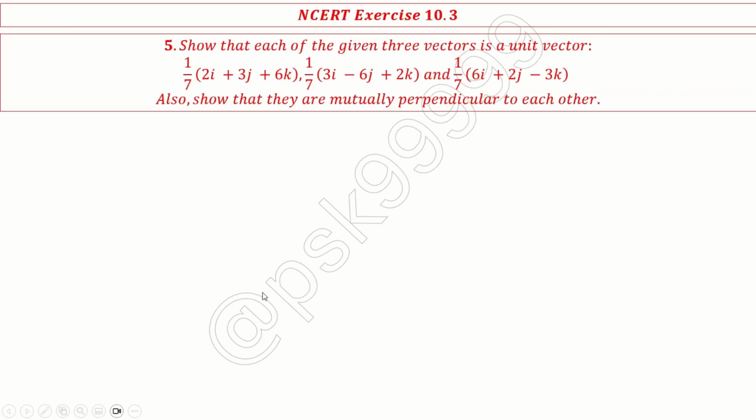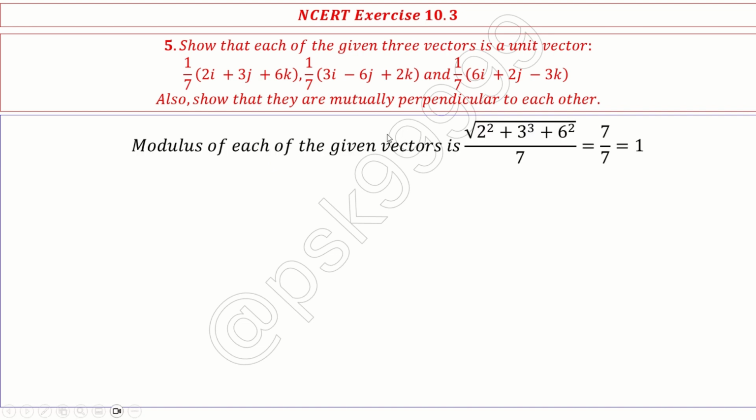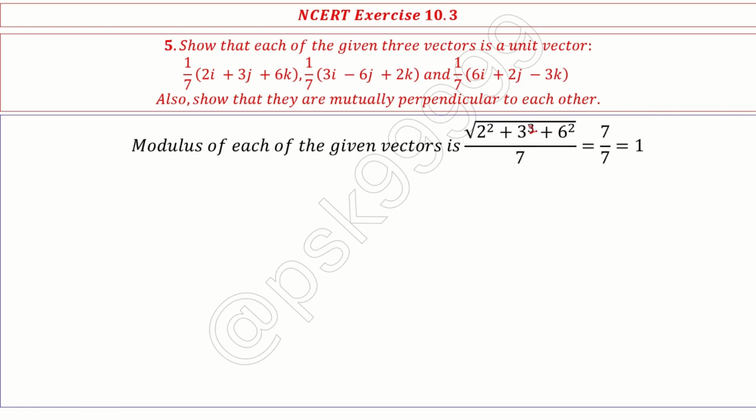You can simplify further. Show that each of the given three vectors is a unit vector. Also show that they are mutually perpendicular to each other. How do you know if a given vector is a unit vector or not? Find the magnitude. The magnitude of all three is the same. If you take negatives, you can ignore them, because when you square, sorry, this is not to the power 3, this is square. So it is square root of 2 square plus 3 square plus 6 square, divided by 7. The 1 by 7 is there for all, so 7 by 7 gives you 1. One means it's a unit vector, so all three are unit vectors.